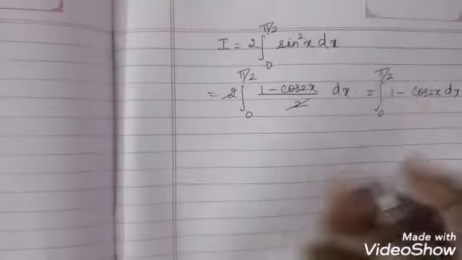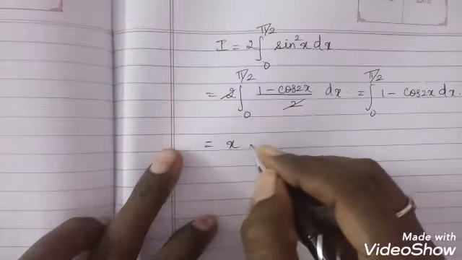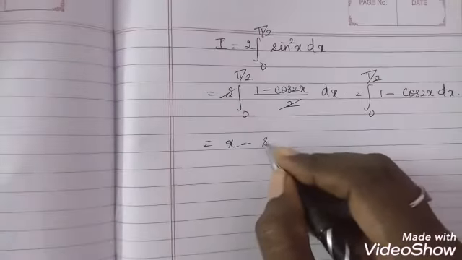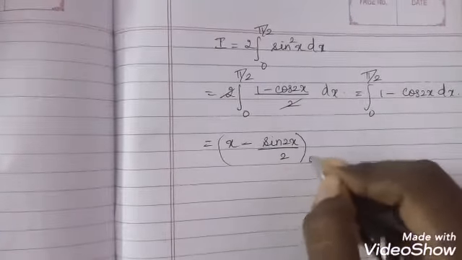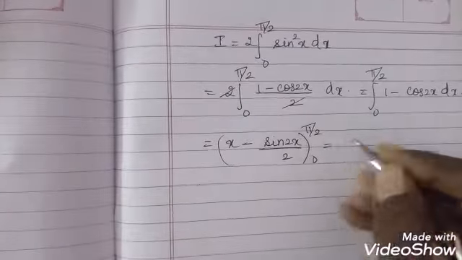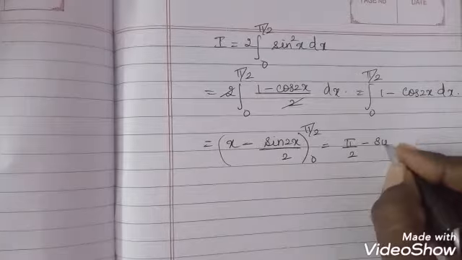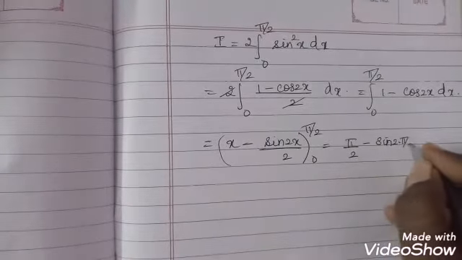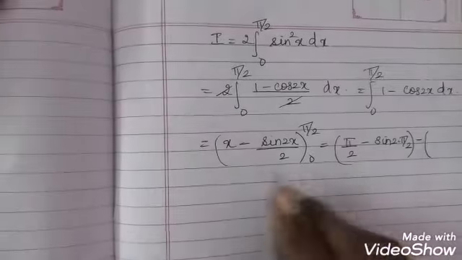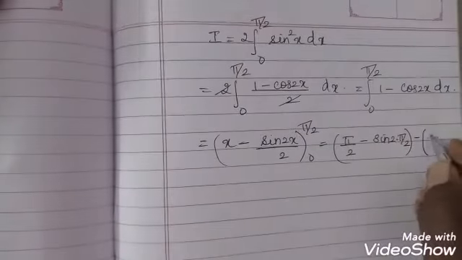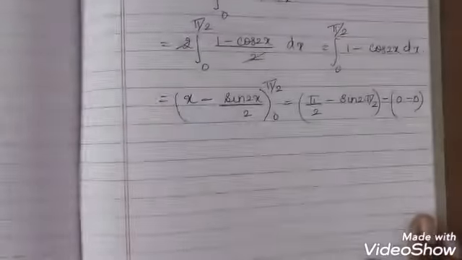We'll just integrate it with respect to x. The integral of 1 is x, minus the integral of cos 2x, which is sine 2x divided by 2, over the limits 0 to pi by 2. When you apply the upper limit, you get pi by 2 minus sine 2 into pi by 2, upper limit minus lower limit. The lower limit gives 0 minus sine 0, which is equal to 0.